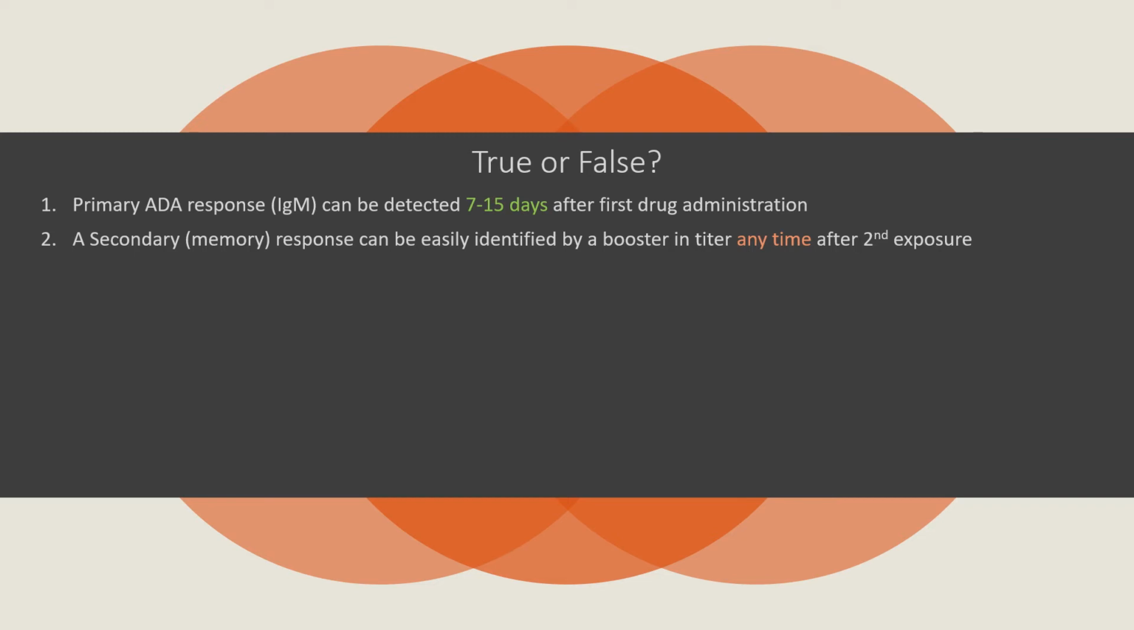As I mentioned, if we take it after, let's say, 15 days, the titers could be very similar to titers after 15 days in primary response. So we do need to take into account that the secondary response is faster, and if we need to identify a booster in the titer, we need to make sure that we collect the sample sooner after that second exposure.